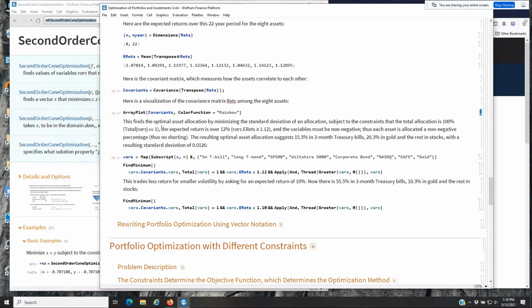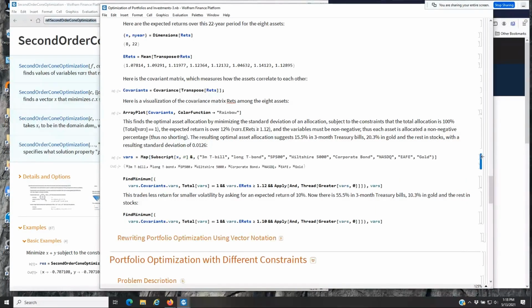Now, what I'm going to do now is use a simple function called FindMinimum. What I want to do is minimize the overall standard deviation of the allocation. And so I want to look at my variables. So here are the names for our 8 instruments. What I'm going to do is let X be a vector, and I'll put the names as subscripts, and here they are.